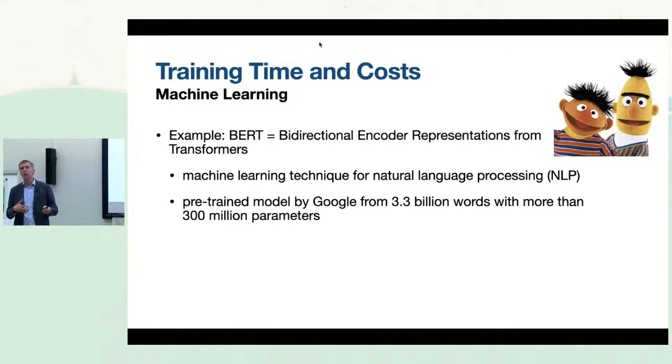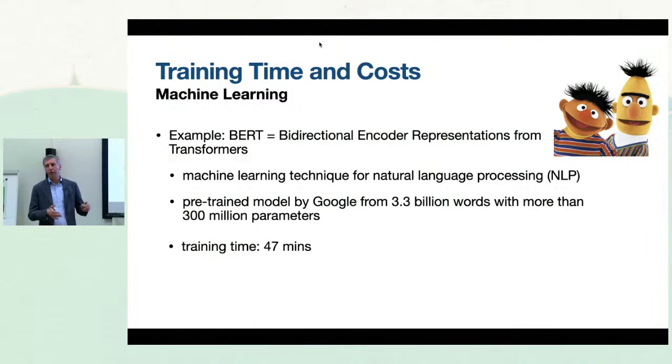It's needed so that your smartphone understands what you are saying, or your smart speaker at home understands your commands. This model, which is very well known, very successful and very powerful, was trained by Google on more than 3 billion words with more than 300 million parameters. The training with all this data takes 40 to 70 minutes. That's not a long time, not for Google. That was basically the world record of training.